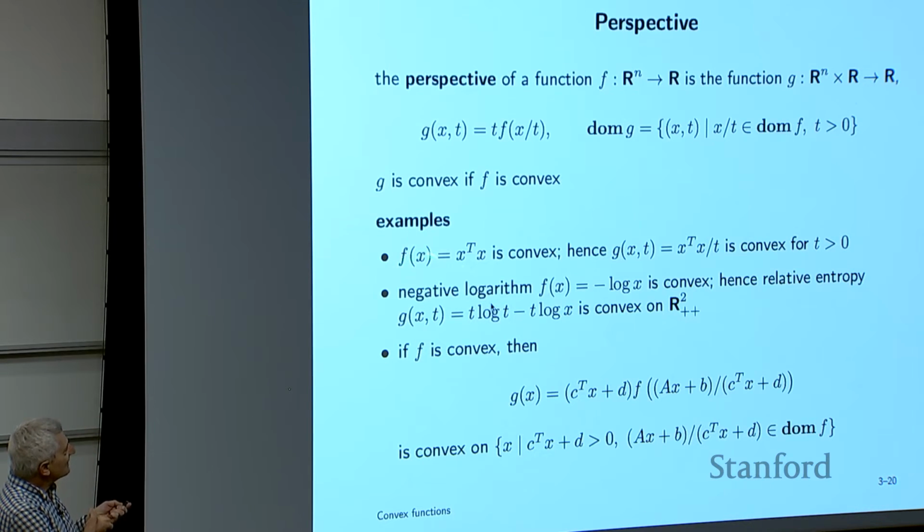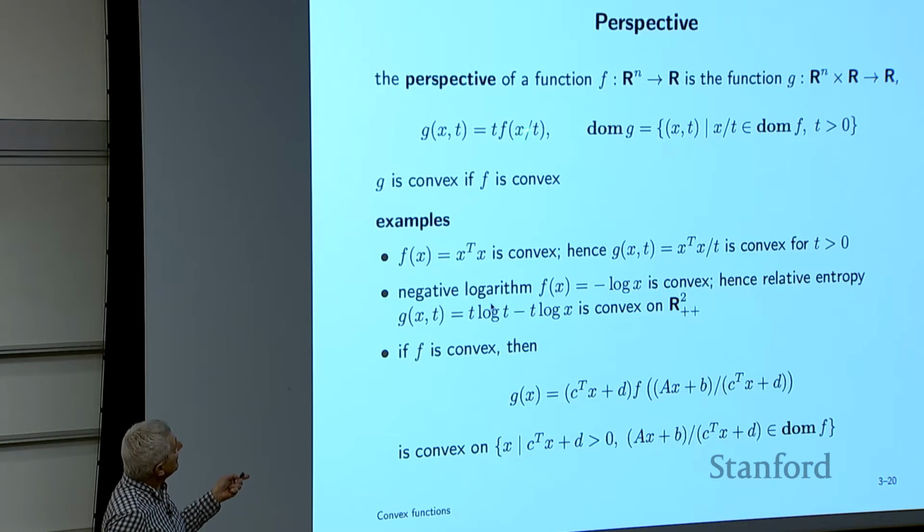Here's one. X transpose X is the sum of the squares of the entries of a vector. It's convex. Okay? Well, what you do is you just plug in X over T wherever you see X. So you have X over T transpose X over T, which becomes X transpose X divided by T squared. And then you multiply by T in the front, and you get this. And you go, hey, that's cool.